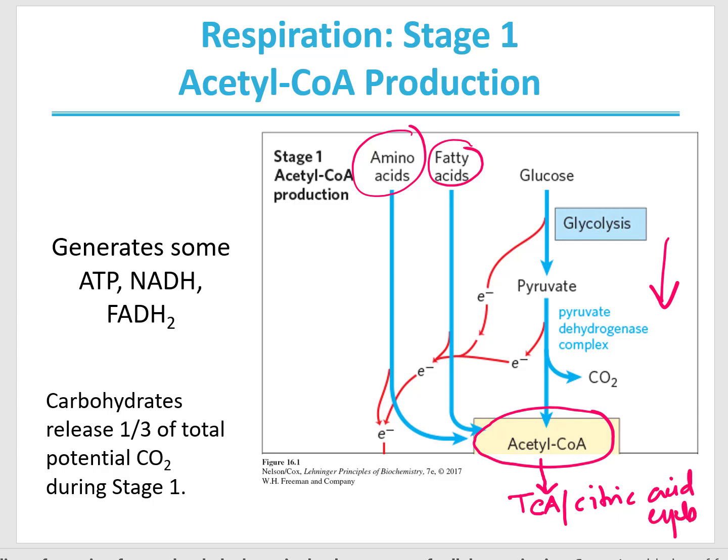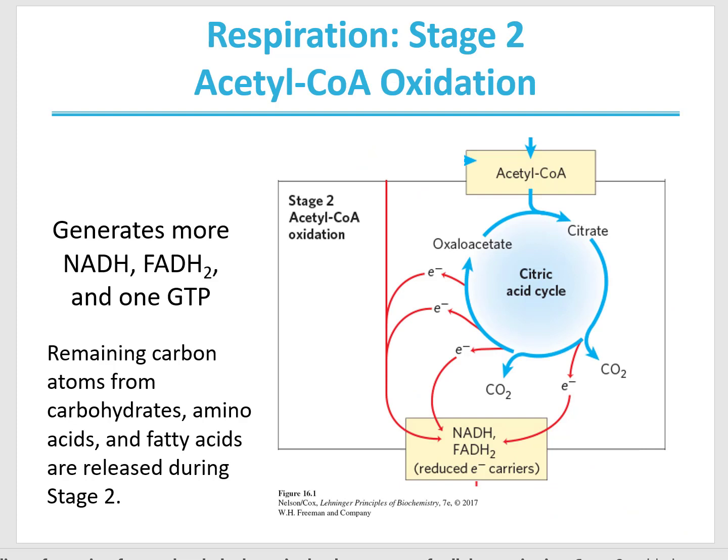Did I mention why the citric acid cycle is called the tricarboxylic acid or the TCA cycle? It is because several of the early intermediates in this pathway have 3 carboxyl groups, so that's why the citric acid cycle is also called the TCA cycle. In stage 2 of cellular respiration, the acetyl coenzyme A will actually enter the citric acid cycle.